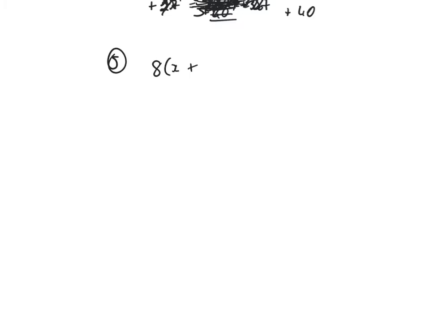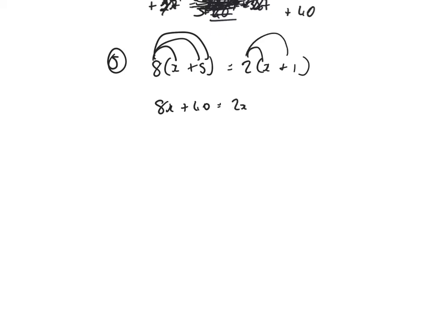Okay, let's try example 5. 8 bracket x plus 5 is equal to 2 bracket x plus 1. Okay, 8 times x is 8x, 8 times 5 is 40. 2 times x is 2x, 2 times 1 is 2. Letter terms to the left, number terms to the right. 8x is okay, but 40 is not, so I need to get rid of 40 from both sides. Okay, so what am I left with on that side?